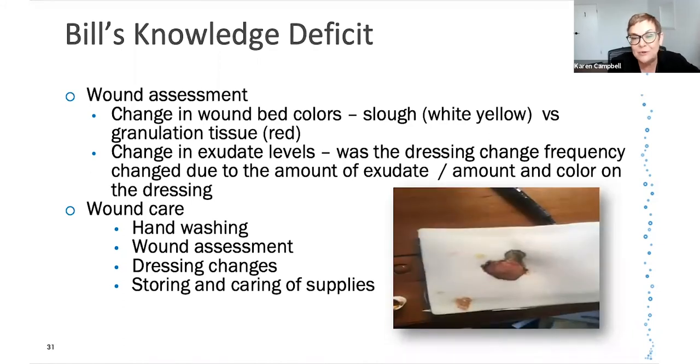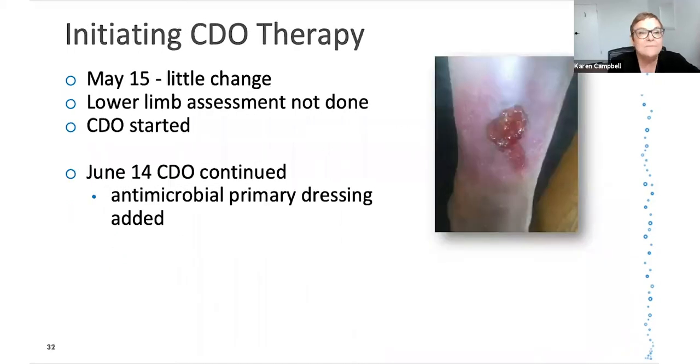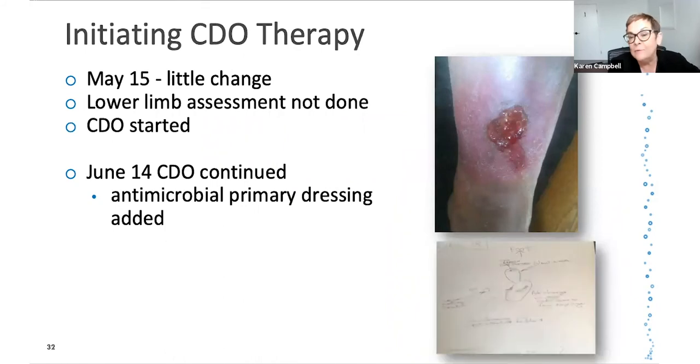He was sending pictures. You can see the pictures that he would send to his wound clinician. And you can see that May 15th, after doing all of these interventions, there was little change and CDO was started. And CDO therapy a month later was continued, but an antimicrobial primary dressing was added to help with his wound healing. And he would actually draw pictures and send notes to his clinician to describe what was going on in the wound. And we show you this as an example for how your patients could participate, even if you had to see them and assess them virtually.